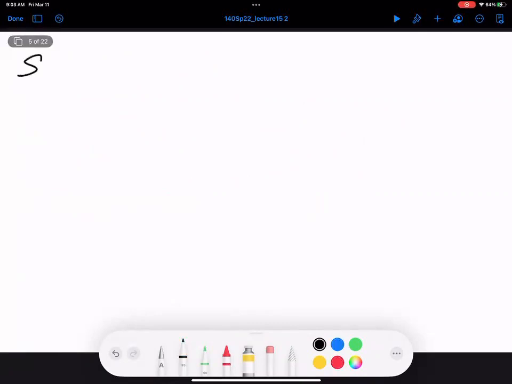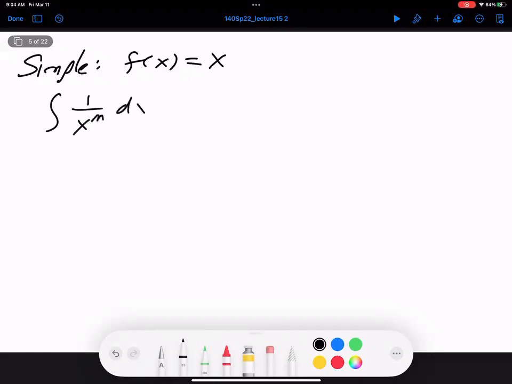Okay. So let's start trying to look at some simple cases. So always start simple. What's the simplest choice you can think of for f of x? The simplest I'll let you do is x. So if we take f of x equals x, I want the integral of 1 over x to the m dx, or I can write that as the integral of x to the negative m dx. Do we know how to integrate that? Do we know what function has derivative x to the negative m?